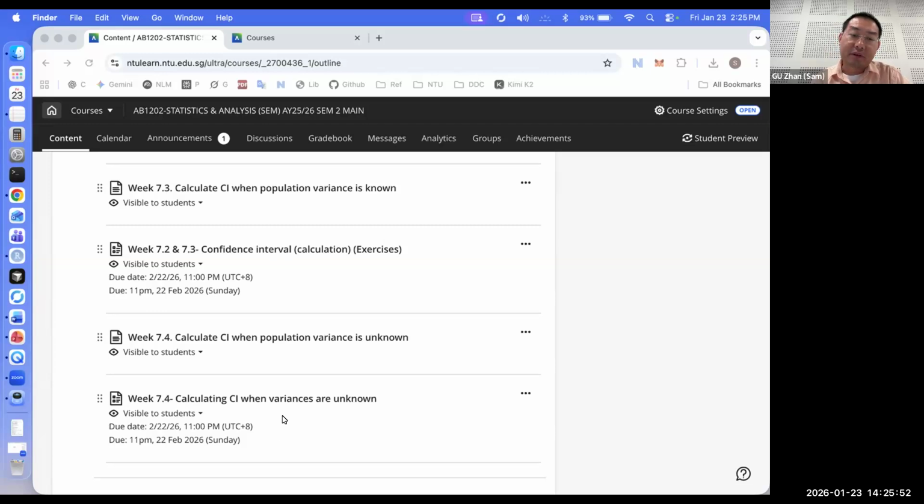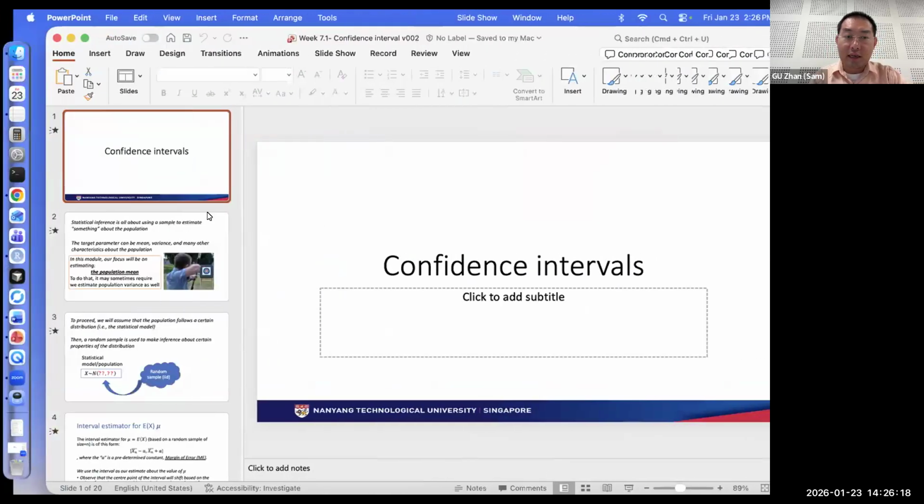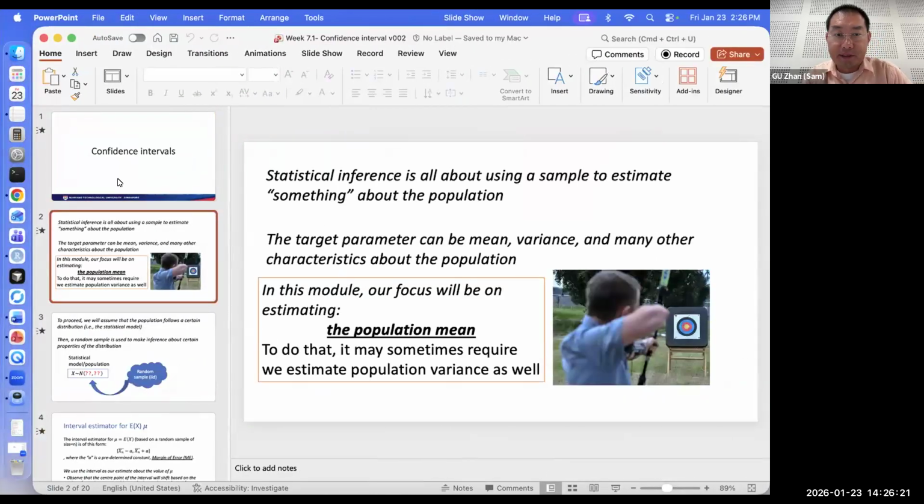When the population variance is unknown, then we will be using the sample variance and the sample standard deviation to estimate the population variance and standard deviation. In this case, we will be using a t distribution to represent the sampling distribution instead of z distribution to calculate the confidence interval. Okay, so again, we do a quick recap. Statistical inference is about using a sample to estimate something, typically like a mean value about the population. Okay, so the population mean is our target, which is unknown.